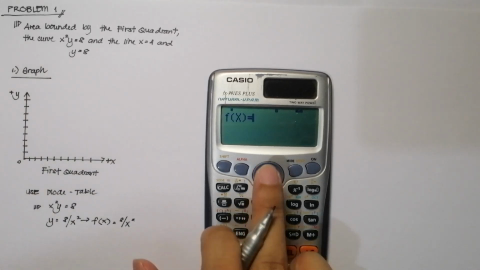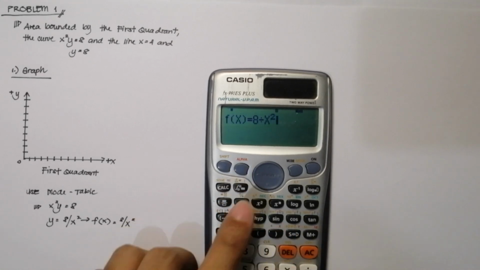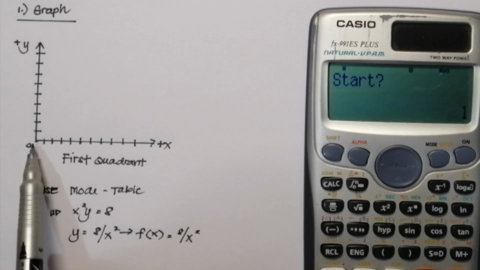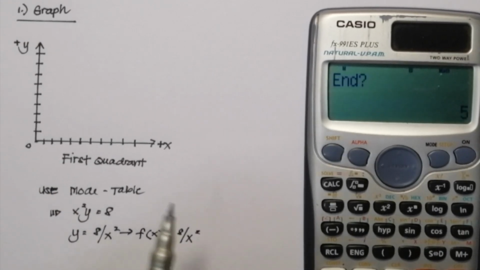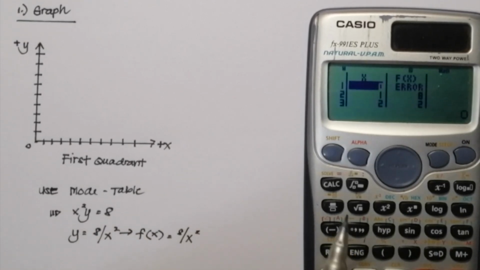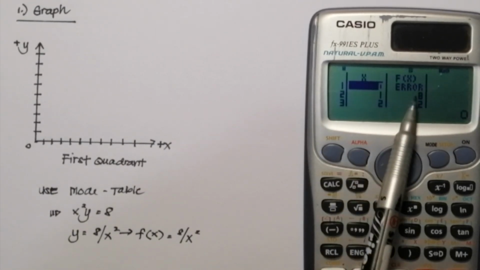By entering it in our calculator, 8 divided by x squared. Start value means that this is where our plotting will start. Let it start at 0. It will end at 6. And the step is the interval. We set it as 1. And as you can see, there is a table, x and f of x, or x and y.